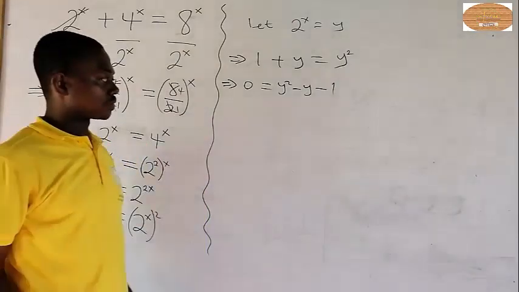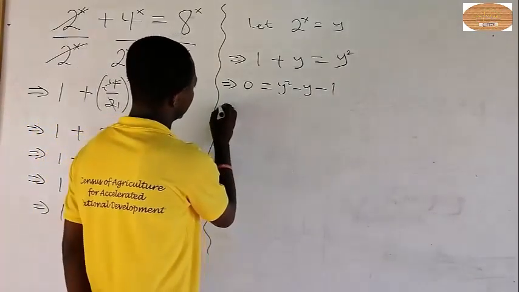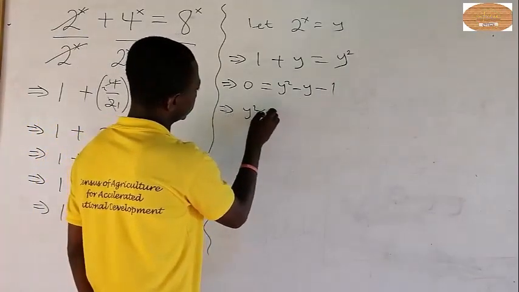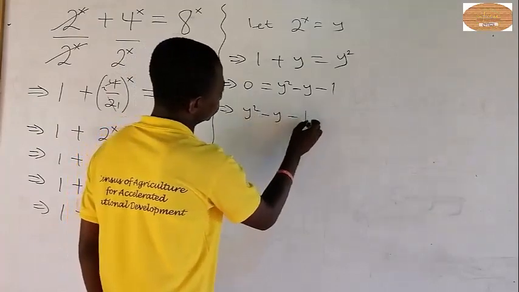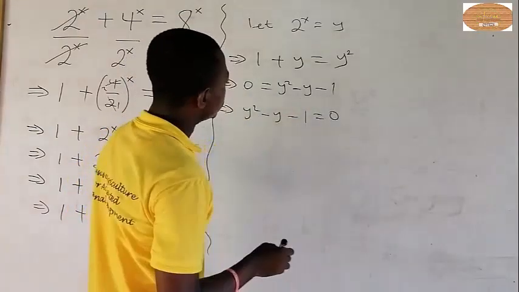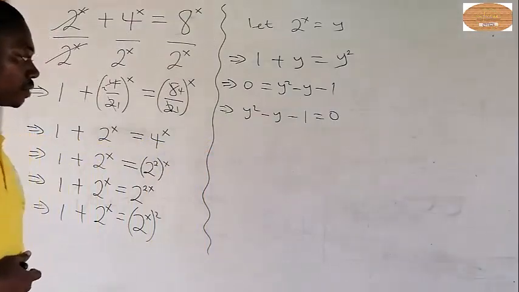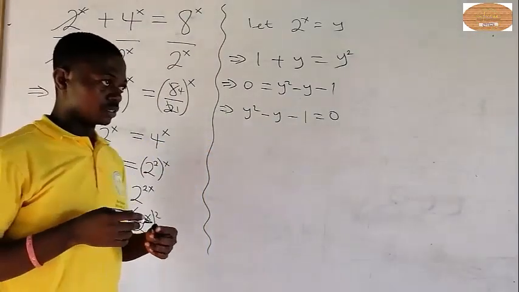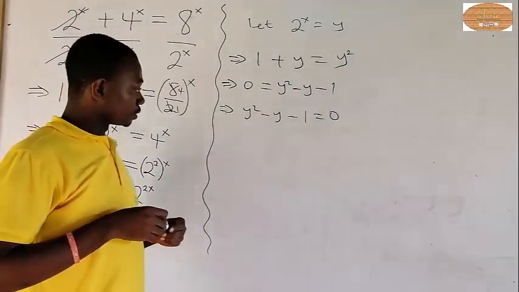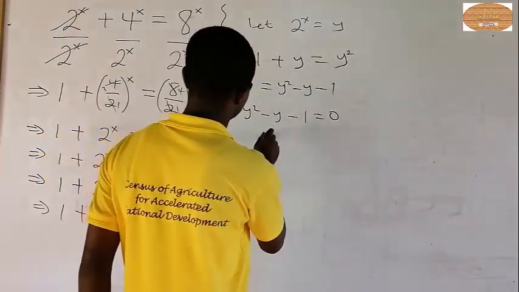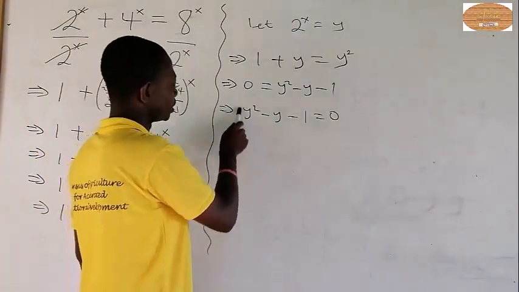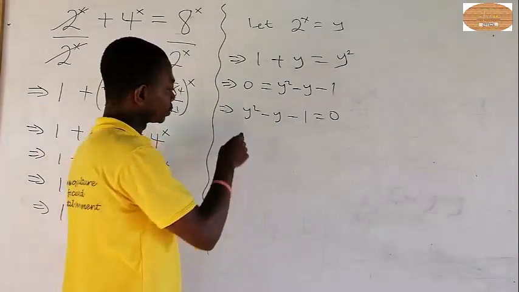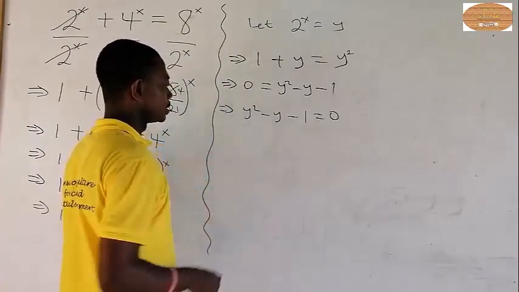So this one is a quadratic equation. So I have y squared minus y minus 1 is equal to 0. So we are going to use the method of completing the square to solve this one. So to complete the square of this, always make sure the coefficient of y squared is 1. And this one we have 1 there already.